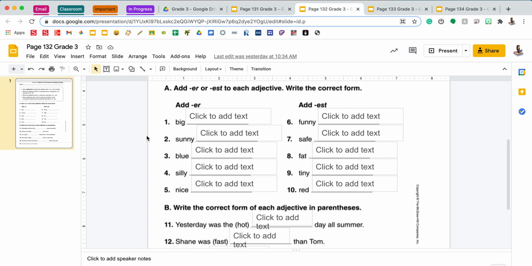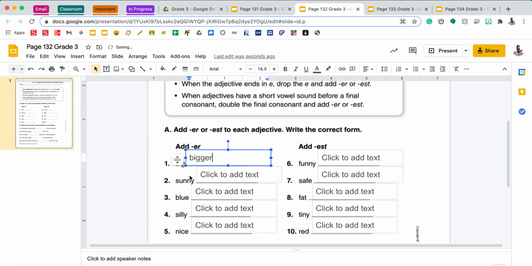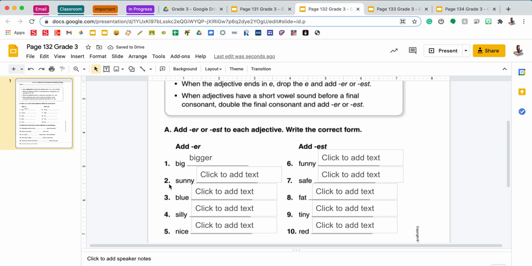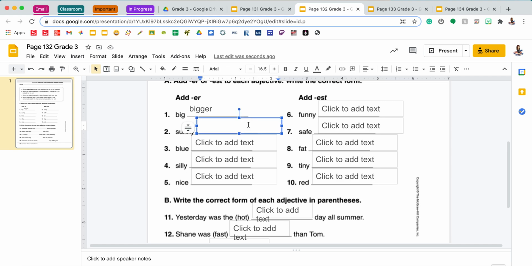So number 1 is big, and it's under the column that says add ER. So I need to make big into bigger. Because big has a short vowel sound before the final consonant, I have that short I, the I sound, before the G, I need to double the G and then add ER. Number 2 is sunny. Sunny ends in a consonant and then a Y. Therefore, when I add ER, I need to drop the Y, change it to an I, and then add ER.